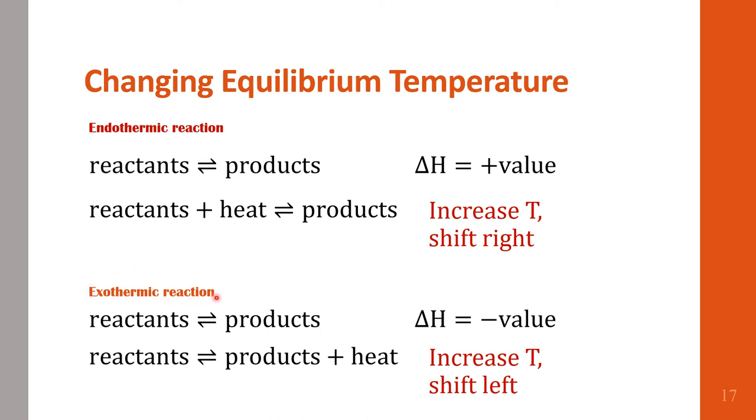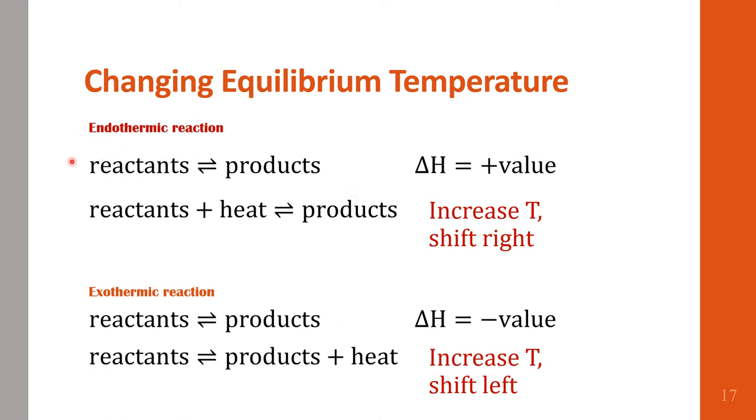Now, if we look at the reaction that is exothermic, reactant produces product, delta H would be a negative value. Exothermic reaction, reactant produces product and releases heat. So we can put heat on the product side. And of course, if we increase temperature, we increase the product side, so the equilibrium will shift to the left, to the reactant side. So if we increase the temperature, it will shift in the direction of the endothermic reaction.